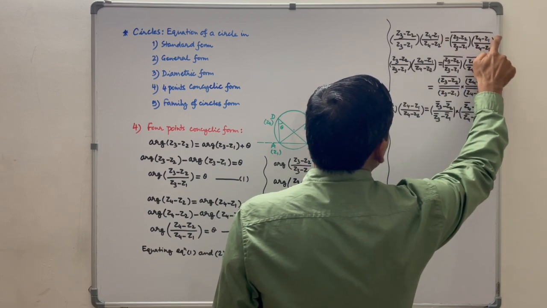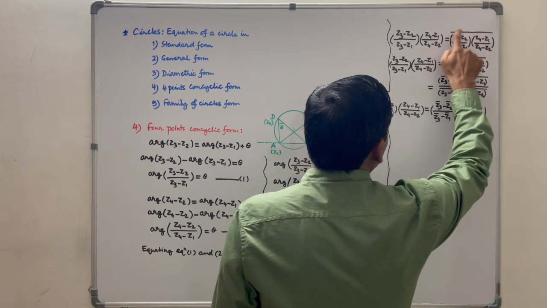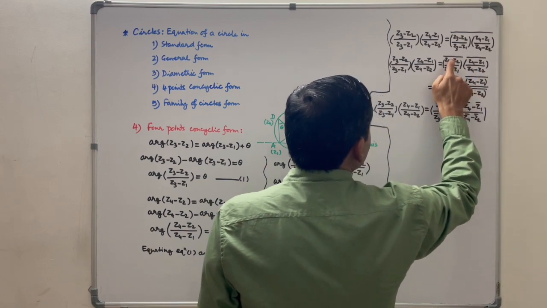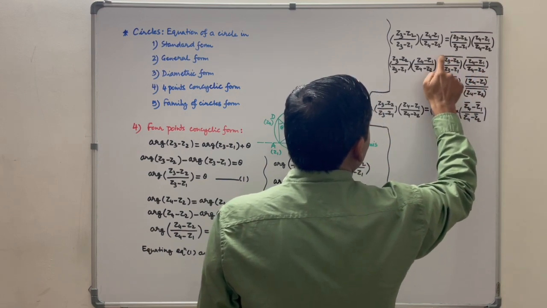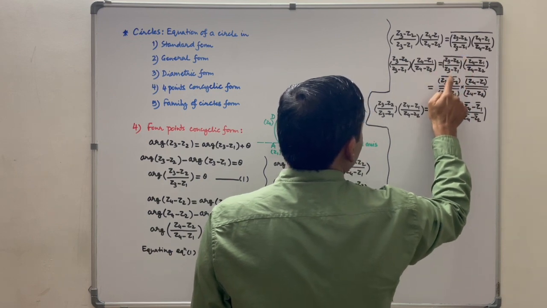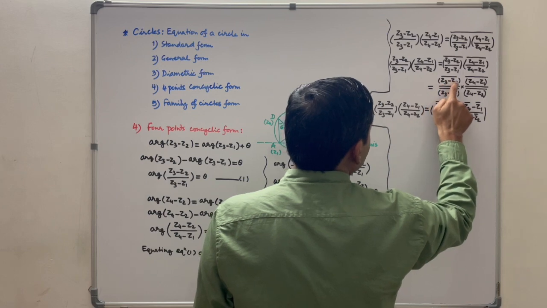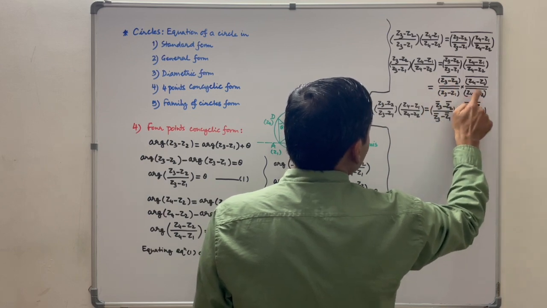The whole bar of (z1 into z2) is equal to z1 bar into z2 bar. Now this is in the form (z1 by z2) whole bar, which can be written as z1 bar upon z2 bar. Now this can be expanded as z3 bar minus z2 bar. So we can do the same to all.